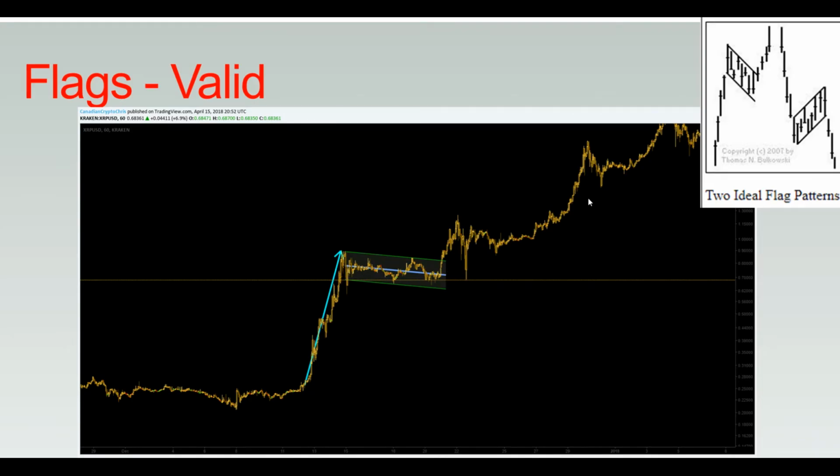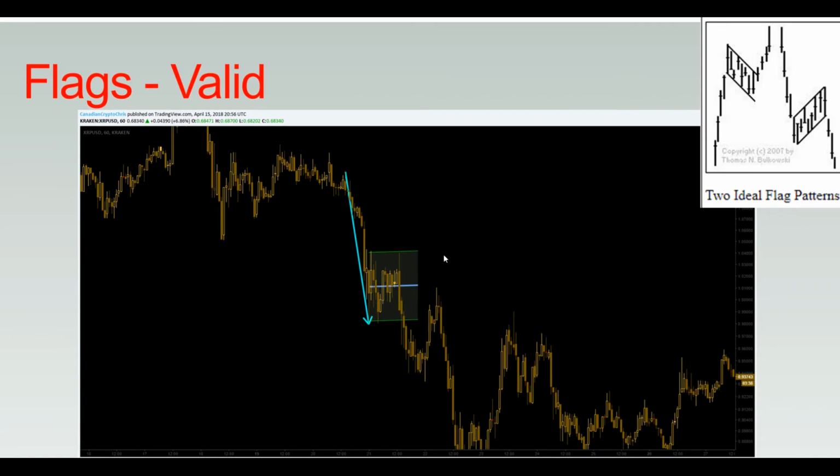Bull flags look like this, and going down it'll look like that, just like this. So this is more of a flag. It's very short. You can see shot down, and then we have some sort of flag going on here, and it continues on.